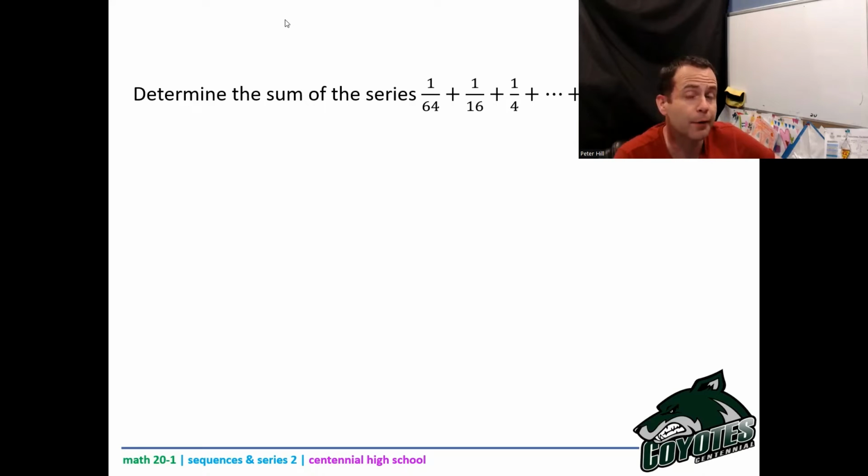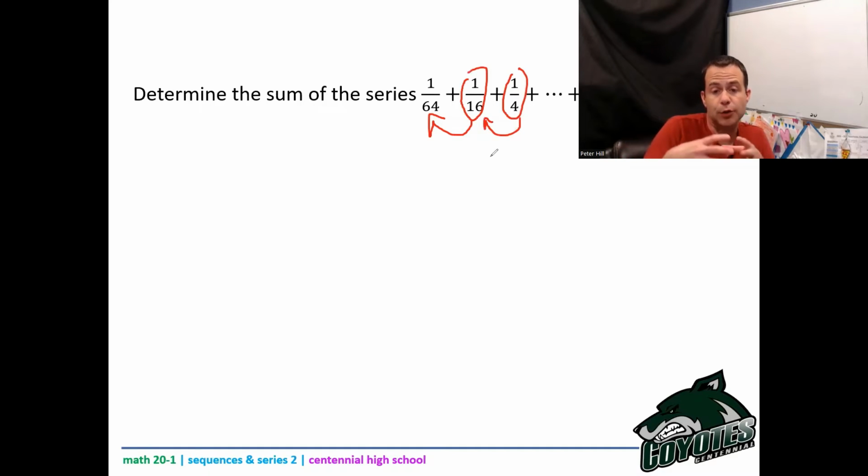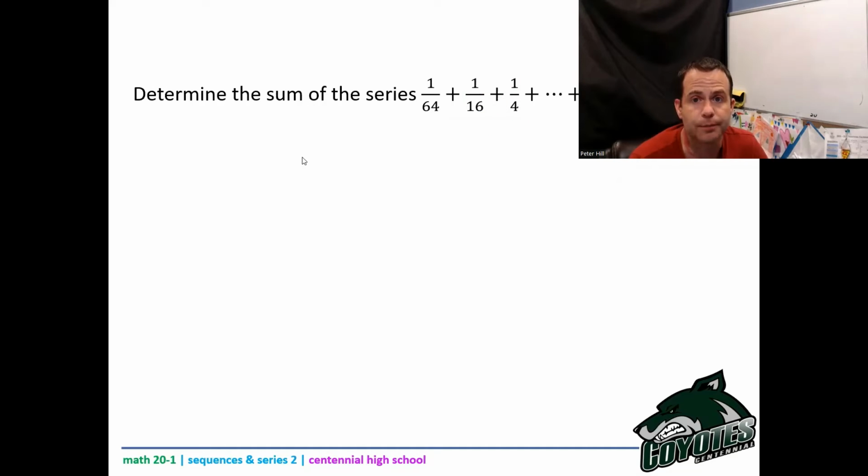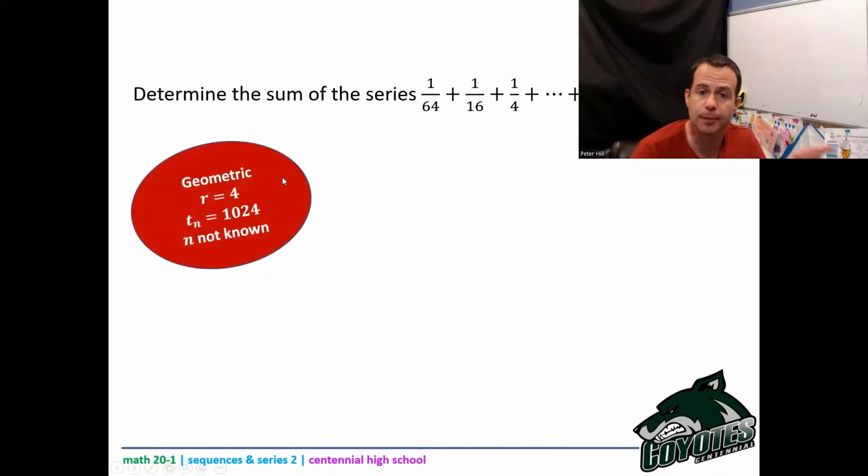Now, that may frustrate you and you may say, how was I supposed to know that? Well, it's okay. Look at it this way. Take 1 over 16 and divide by 1 over 64 and see what you get. Okay, take 1 over 4 and divide by 1 over 16. Remember, that's how we get the common ratio. We take any term and we divide by the term that comes before it, and that will give us the common ratio. Okay, so I know it's geometric. I know R is 4.